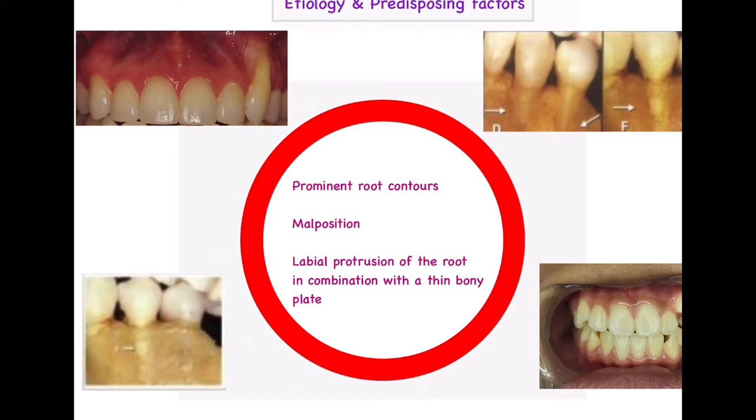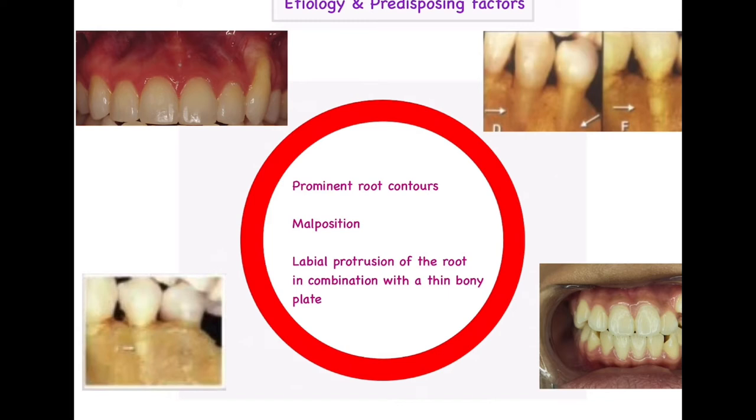in malposed teeth. The last predisposing factor is labial protrusion of the root, right? If a root of the tooth is more prominent on the labial side, we know that the bone is a bit thinner on the labial side as compared to the palatal side. So obviously, it undergoes resorption at a faster rate. And if a root already has a labial bulge or protrusion, it can lead to fenestration or dehiscence. Now, all these factors can occur singly, and these factors in combination with a thin bony plate might lead to fenestration or dehiscence. Also, a thin bony plate by itself might predispose to this kind of defect.